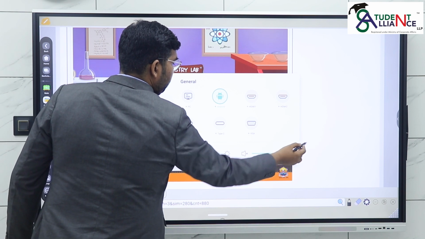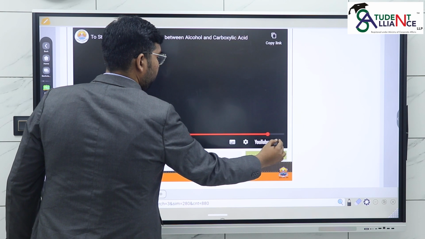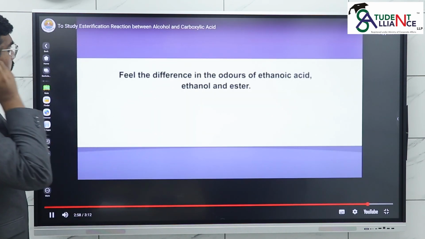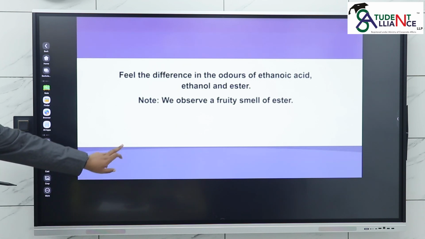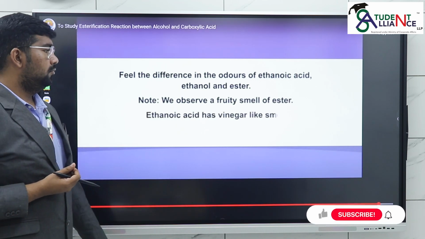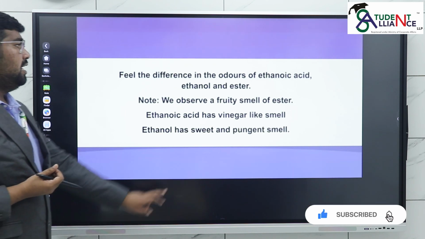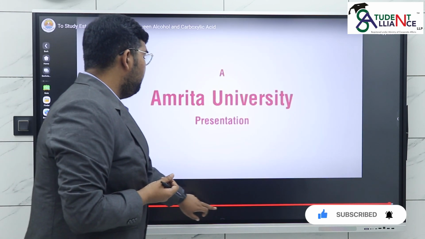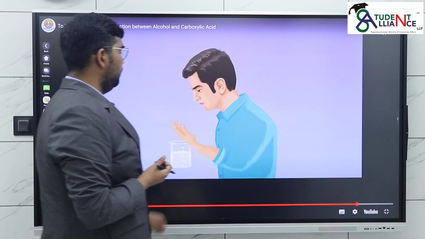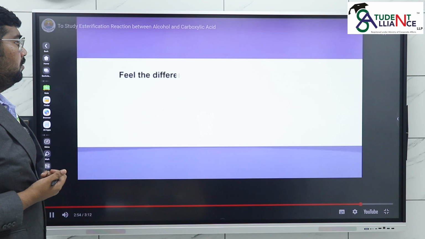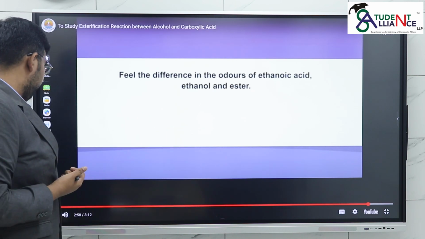3 ml. Few drops of concentrated H2SO4, ethanoic acid, ethanol, and ester. Note: we observe a fruity smell of ester. Ethanoic acid has vinegar-like smell. Ethanol has a sweet and pungent smell. Right? So now this combination experiment, and smell. Note: feel the difference in the odors of ethanoic acid, ethanol, and ester.